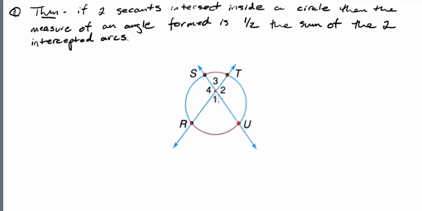Then the measure of one of these angles formed. So if we're looking at, say, the measure of angle 1, then that's equal to half the sum of the two intercepted arcs. So if we're looking at angle 1, this is the angle that we want. That is going to be half the sum of arc RU, the measure of RU, and the measure of ST. So we're looking at these two arcs that are vertical to angle 1. Okay, look at the next theorem.